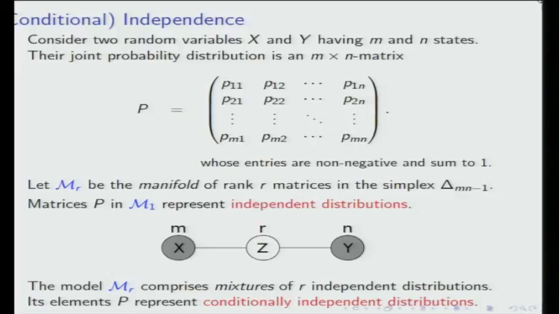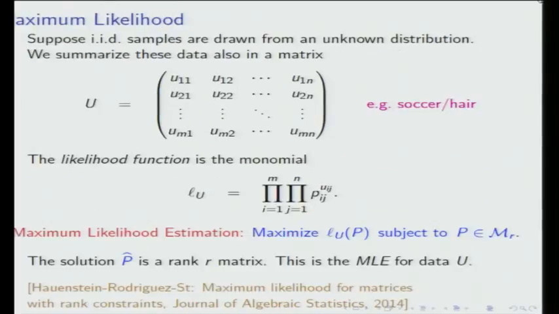So matrices in M1, those are independent distributions, rank 1 matrices. And this is the pictorial representation. These things are graphical models. In graphical modeling, you have a hidden random variable. So there's a hidden random variable z that has r states. R is the rank. So z might be gender, has r states. And then the visible variables x and y have m and n states respectively. So this model represents mixtures of r independent distributions like in the soccer example. So this represents conditional independence.